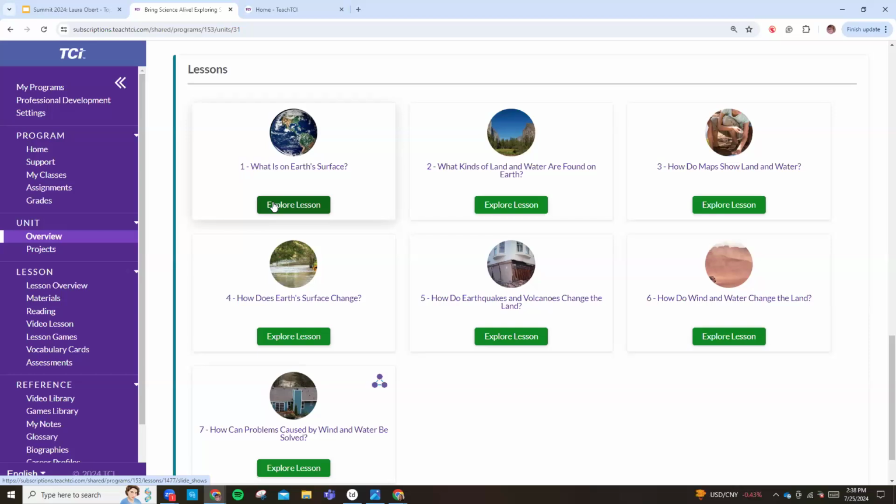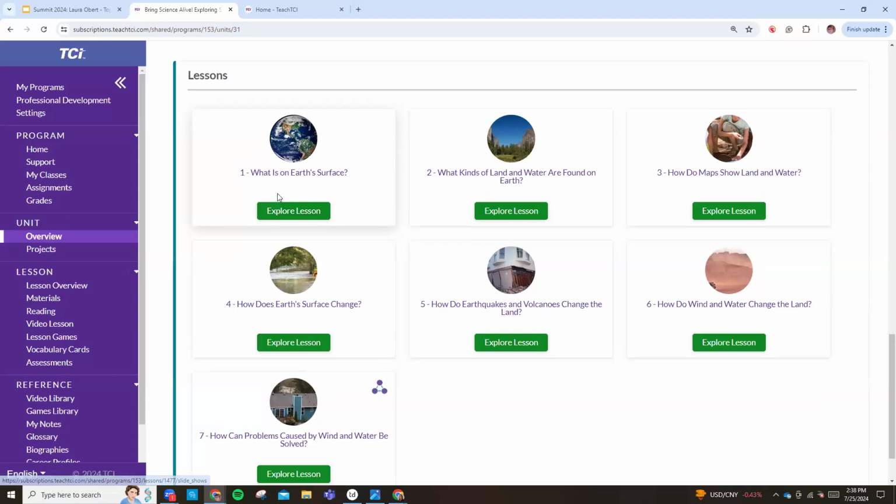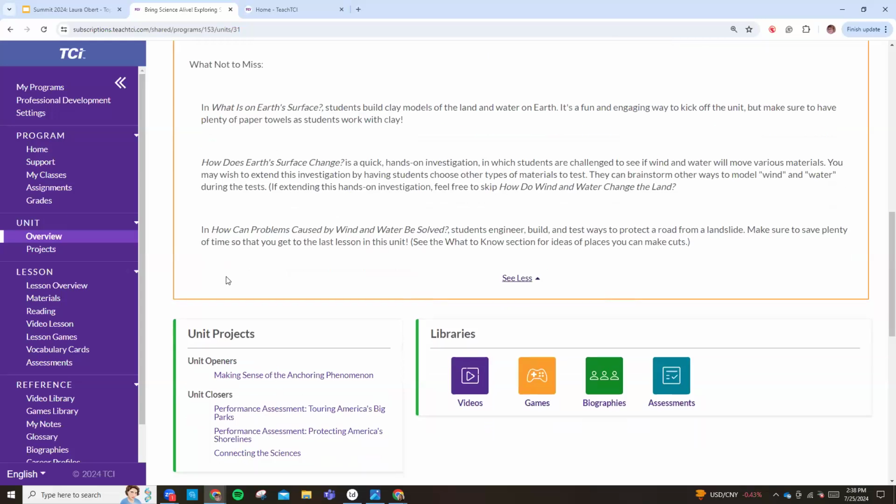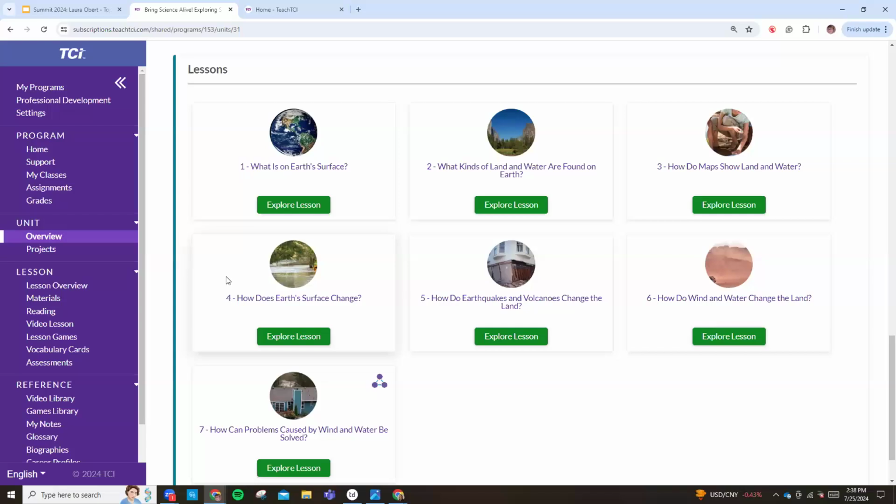If you are needing to speed that up a little bit, you're going to go to this what not to miss. And you know, these are the 3 lessons in this unit that you absolutely have to hit on. The others are more flexible to take a look at and see, do my students need to build on this? Do my students need this repetition or reiteration of the standards? Are they good? Can I move on?